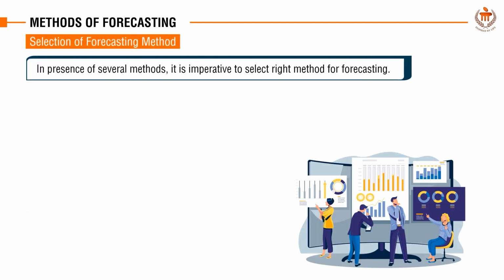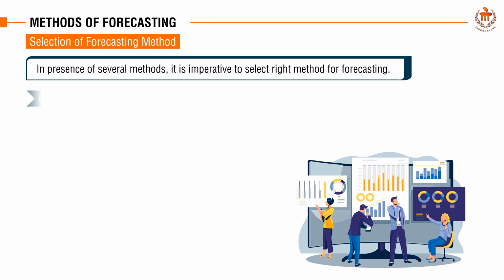In the presence of various forecasting methods, selecting the appropriate technique is crucial for accurate predictions. The choice of forecasting method is primarily based on factors such as the nature of the product, the availability and the quality of the historical data, the time horizon for the forecast, the desired level of accuracy, and the specific goals of the forecasting process.